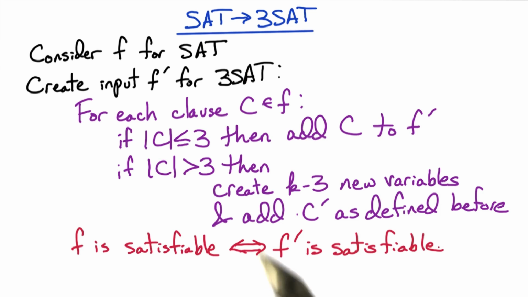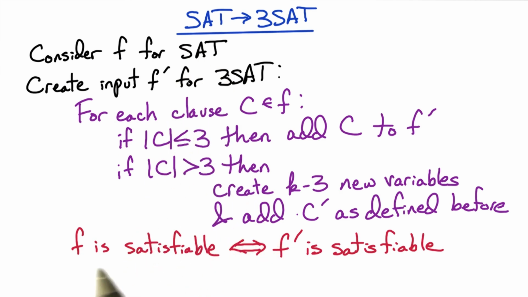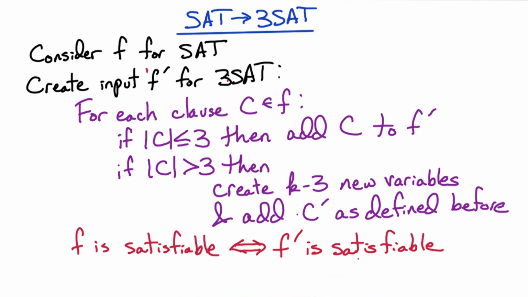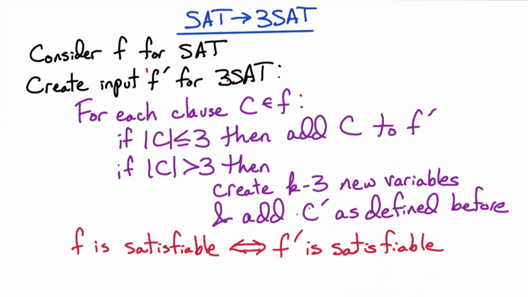Now that we've defined the input to the 3-SAT problem, we have to prove that this original input F to the SAT problem is satisfiable if and only if this input to the 3-SAT problem, F prime, is satisfiable. So F is satisfiable if and only if F prime is satisfiable. Now this statement is quite straightforward to prove, given that we've already proven that C is satisfiable if and only if C prime is satisfiable.